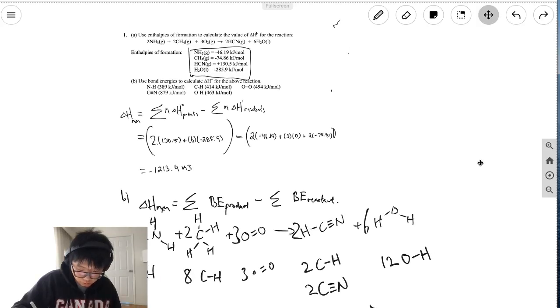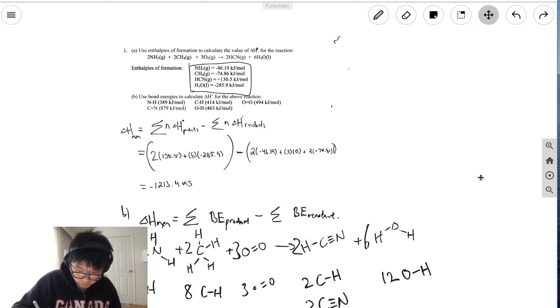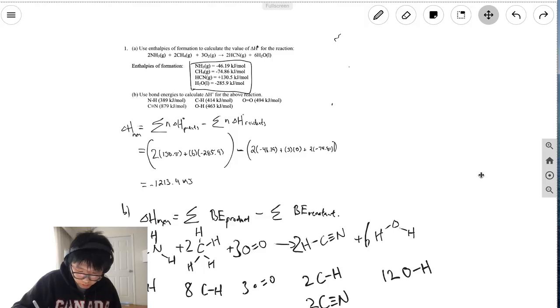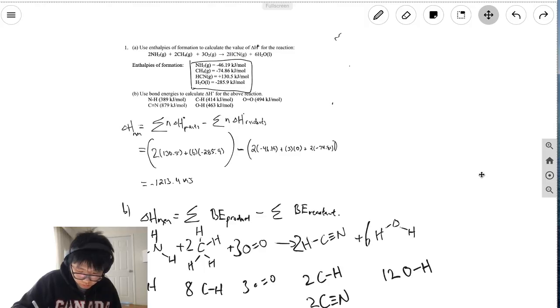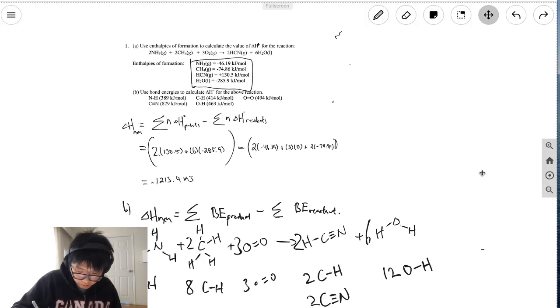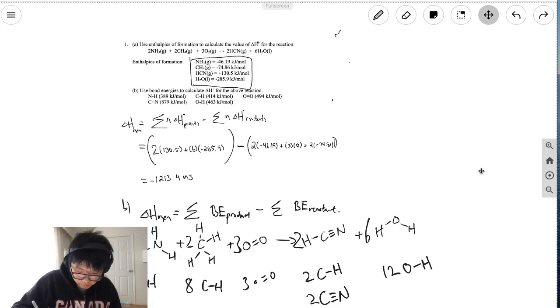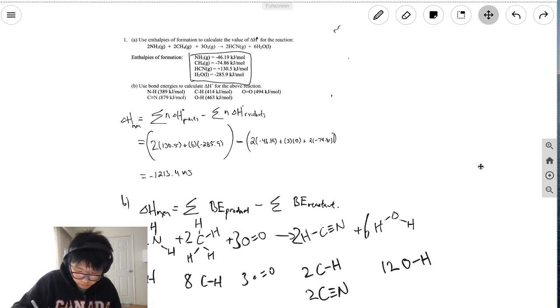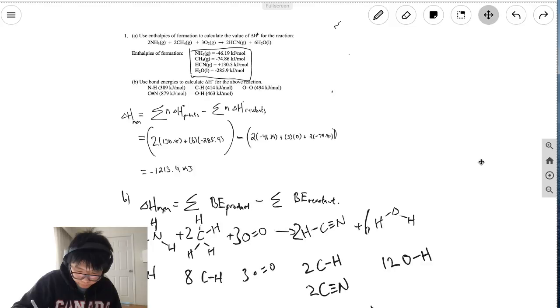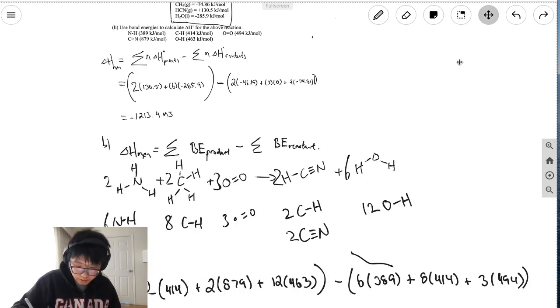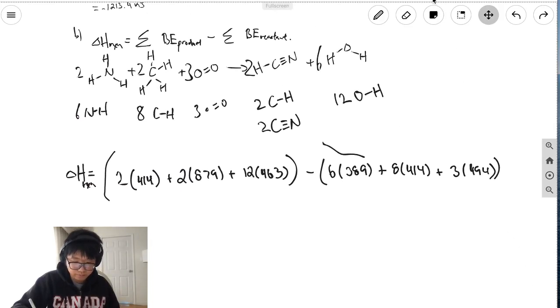So I'm just going to look through this one more time, see if there's any mistakes that could have been made. 2 times, unless you made some calculator errors. Minus. Yeah, otherwise the steps are all there.